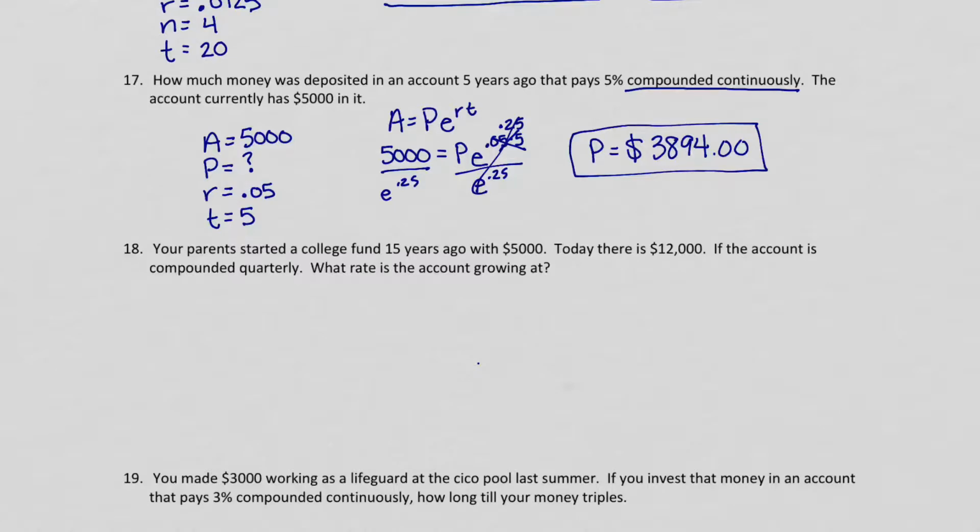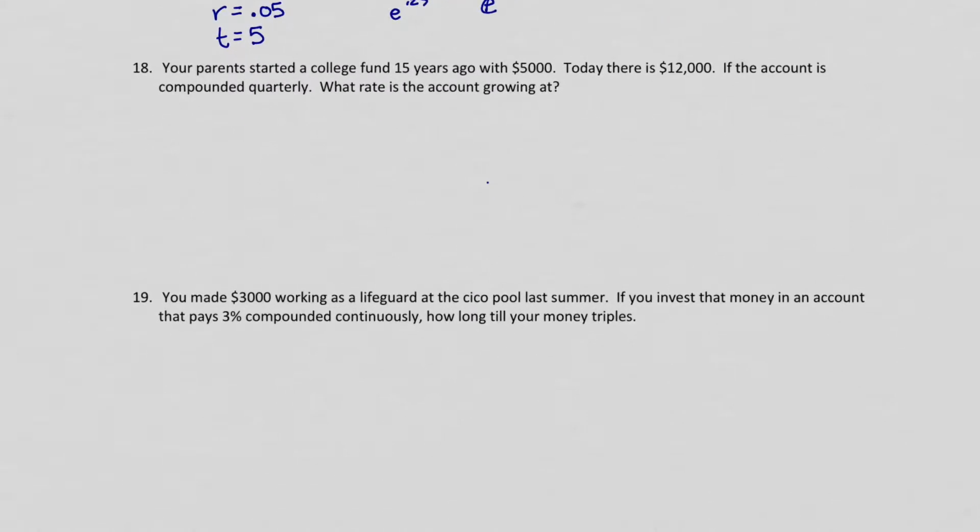All right, number 18. Your parents started a college fund 15 years ago with $5,000. Today there is $12,000. If the account is compounded quarterly, what is the rate the account is growing at? Okay, so it's compounded quarterly. That gives us a key of which formula we're using. That uses the one that has the N, because that's what the quarterly is going to be put in.